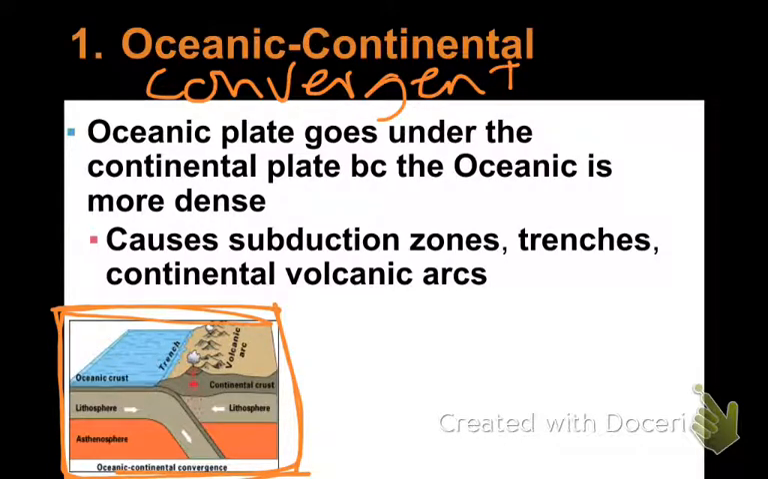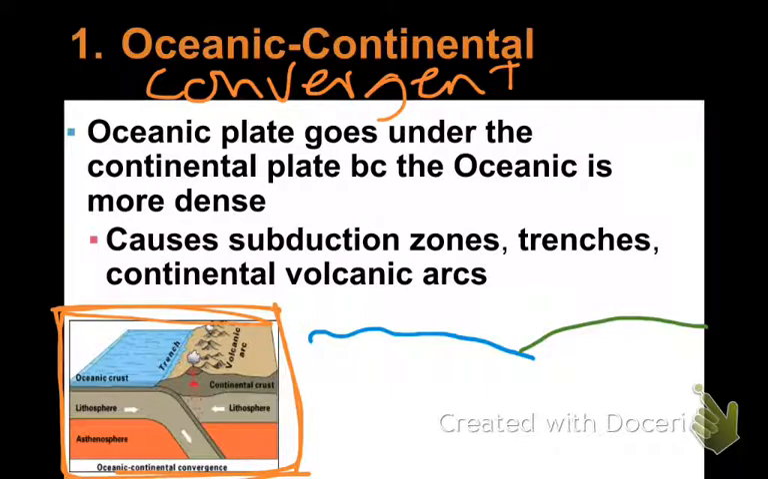So let's go ahead and work on our drawing. So we know that we have one ocean plate, so this will be my ocean plate, that is going to converge with a continental plate. And we'll do green for continent. So it's converging with this green continental plate. Now the ocean plate is more dense than the continental plate.